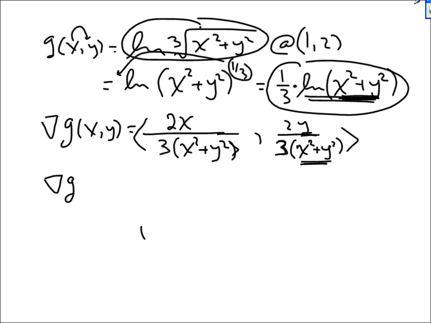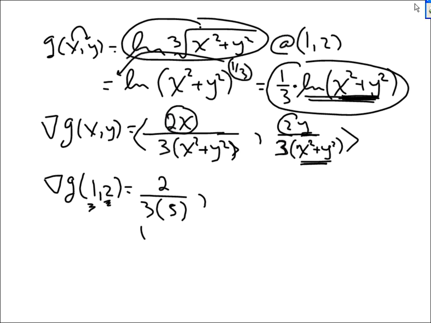But I don't want just the gradient, I want the gradient at this point. x is 1, 2 times 1 is 2. The bottom is 3 times 1 squared is 1 plus 2 squared is 4. 1 plus 4 is 5, so 3 times 5 is 15, comma, y is 2. 2 times 2 is no longer 2, it is 4. And the bottom's not changing, it's still 15.